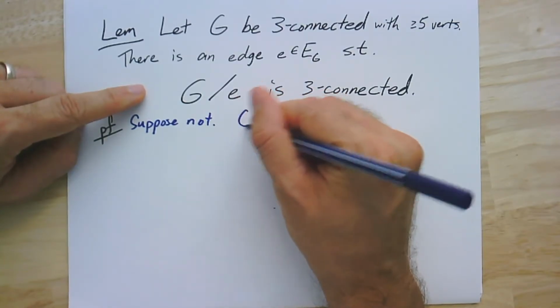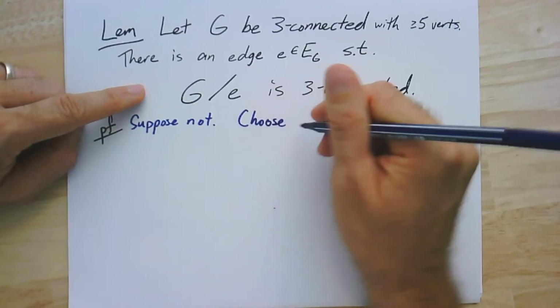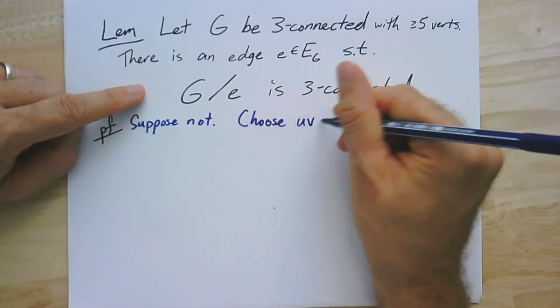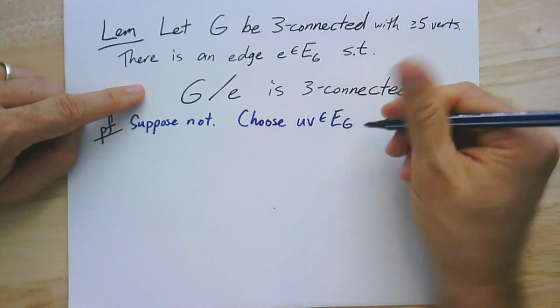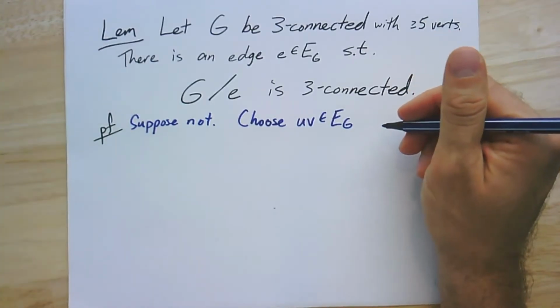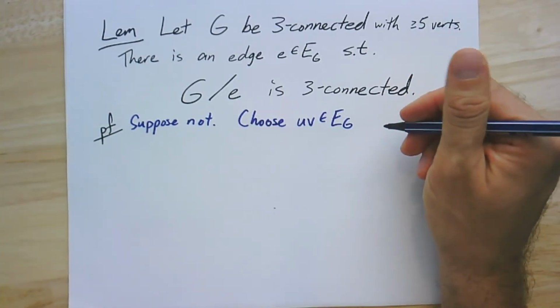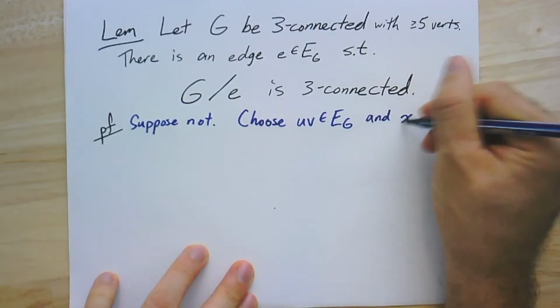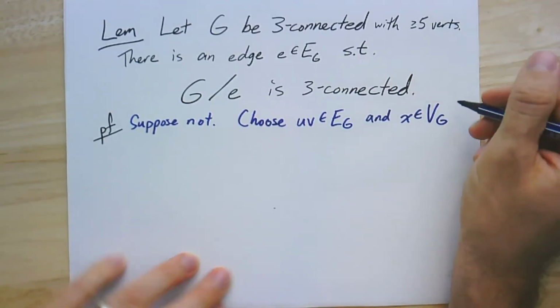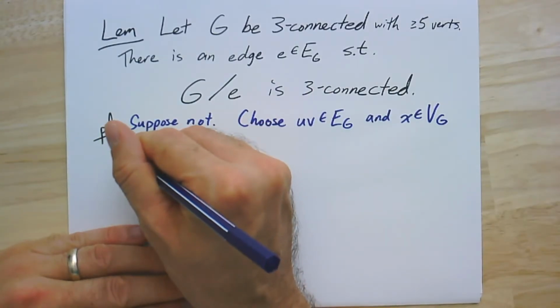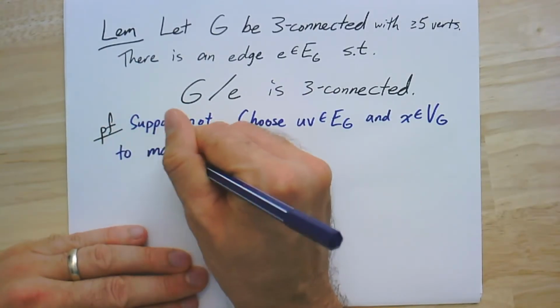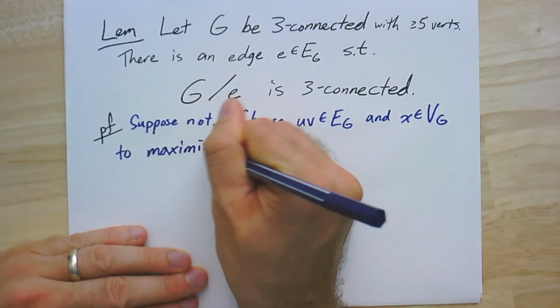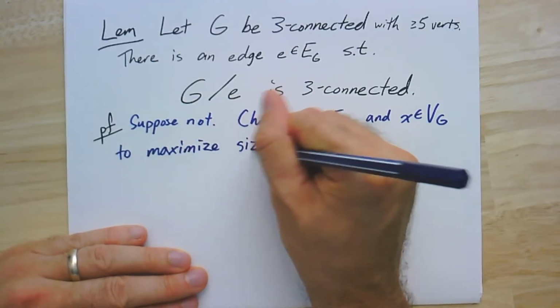So again, we're going to choose some edge UV in the graph, and now, in order to find a separator, we'll pick a 3rd vertex. Let's call it X, so that we maximize the size of the largest component.